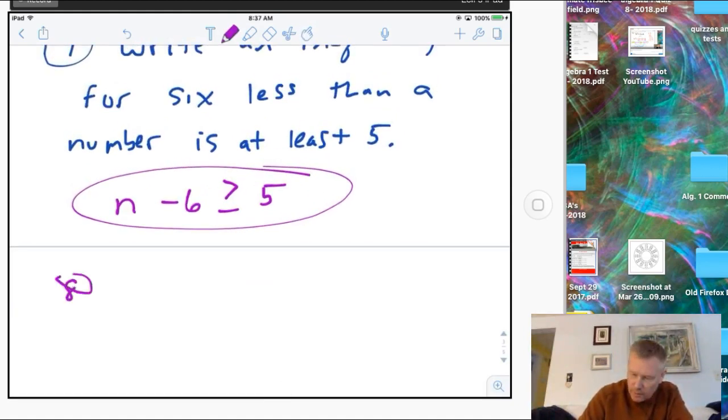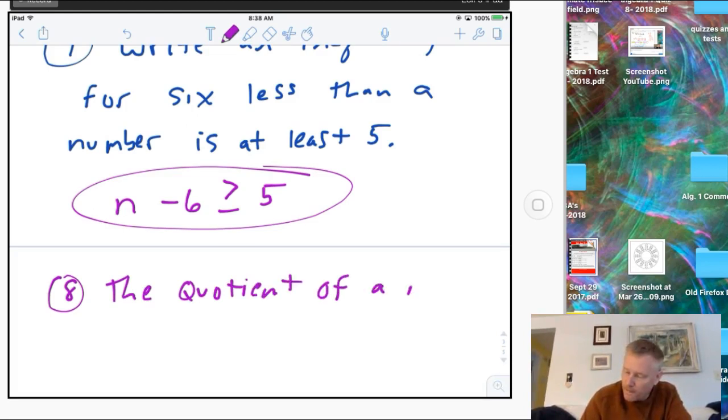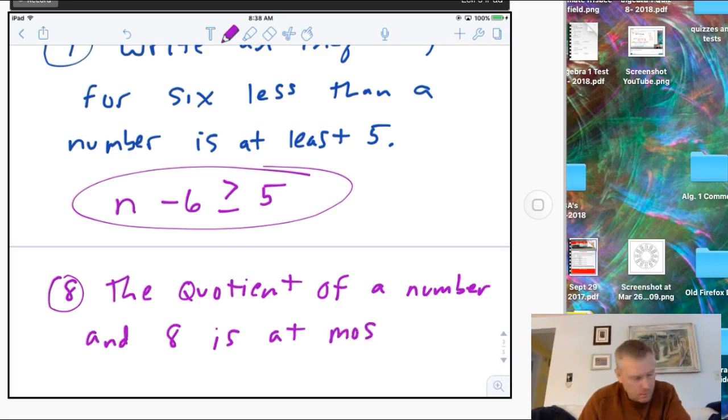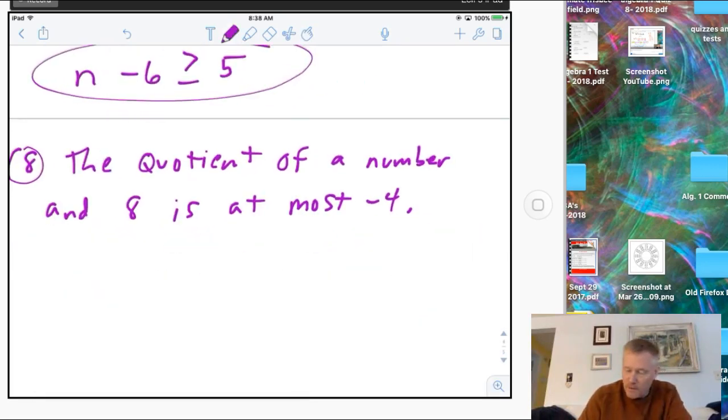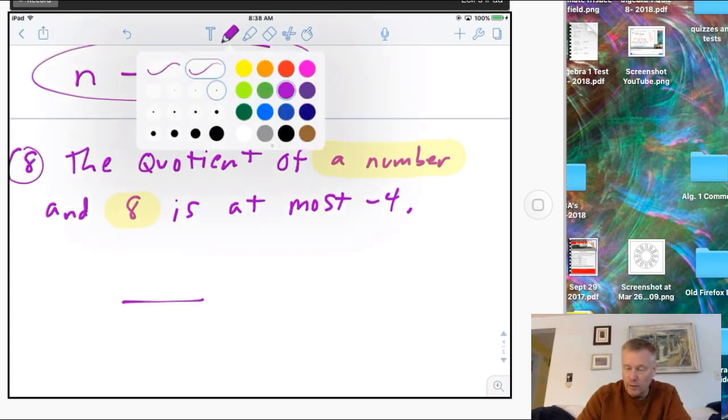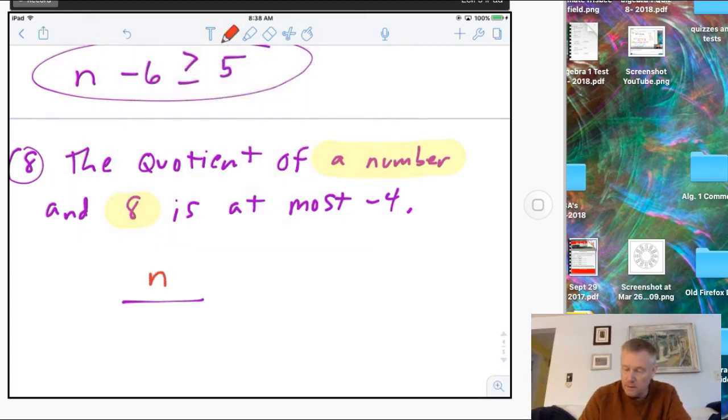Okay, here comes number 8. The quotient of a number and 8 is at most negative 4. Okay, so I'm going to write an inequality for this. Quotient, that means division. I usually use a fraction bar. And the order with division is important. So it says a number is first and then 8 is second. So the number that goes first goes into the numerator. The number that came second goes in the denominator.